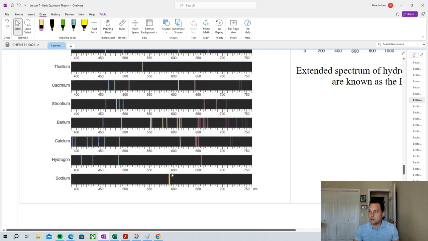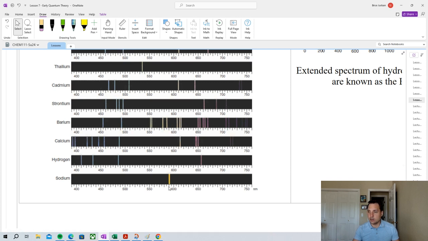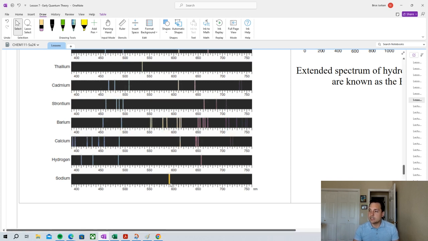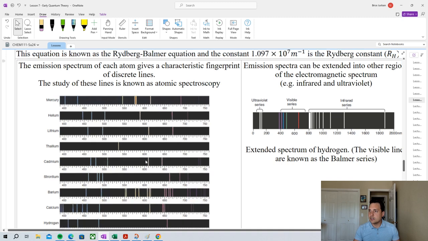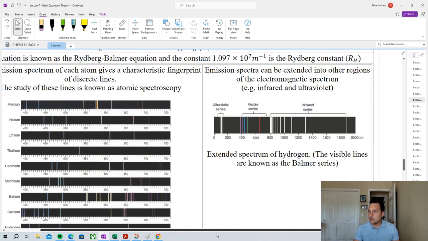Sodium gives us this beautiful yellow line here. A lot of the street lights have changed over since I was a youngie, but there's this yellow line of sodium that you can see. A lot of older street lamps have a very yellow glow to them because they're mostly sodium lamps. So you have an interesting set of lines for each of these elements.